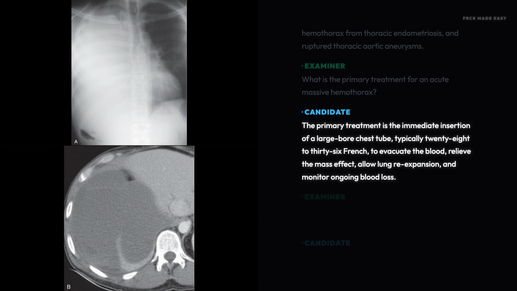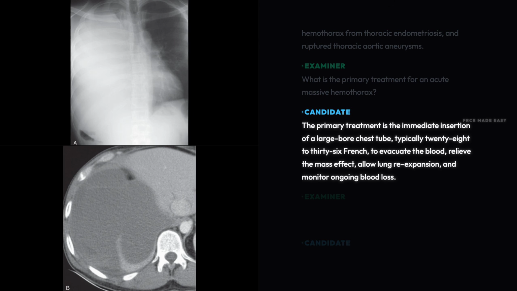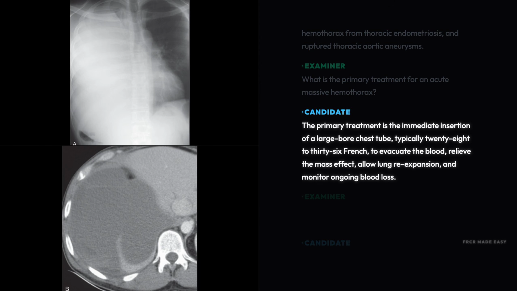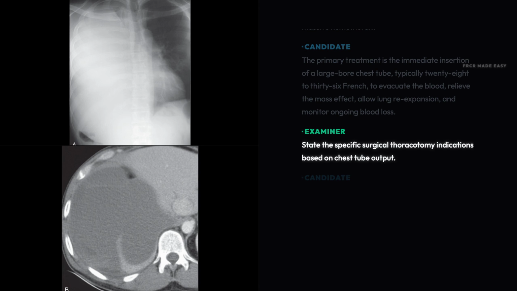The primary treatment is the immediate insertion of a large bore chest tube, typically 28 to 36 French, to evacuate the blood, relieve the mass effect, allow lung expansion, and monitor ongoing blood loss. State the specific surgical thoracotomy indications based on chest tube output.